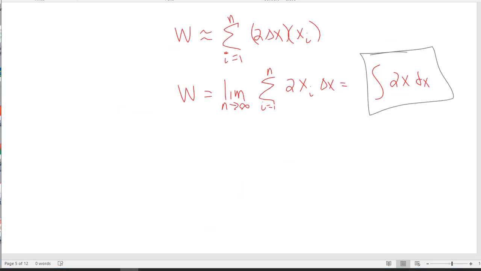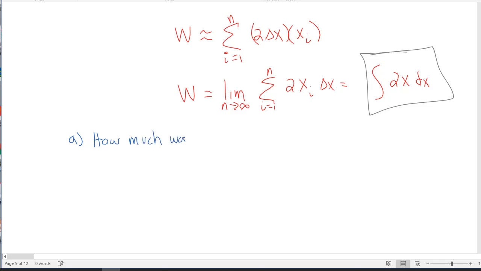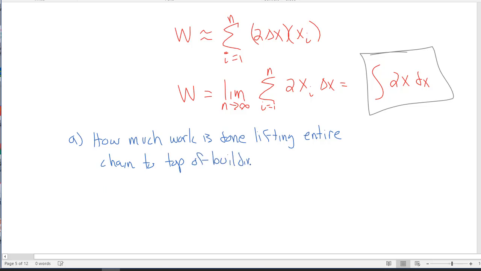All right, so I've been having kind of a physical conversation with you without doing a whole lot of calculus, and we've been focusing on the work. So I told you I was going to ask a part A and a part B. Let's say part A of my question here is: how much work is done lifting the entire chain to the top of the building? So that's a question.